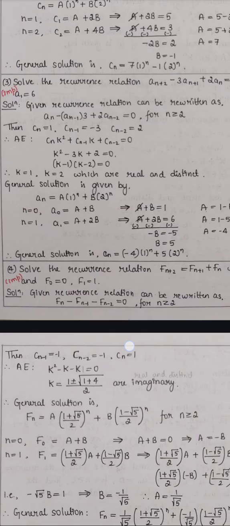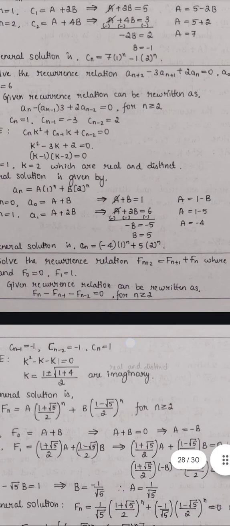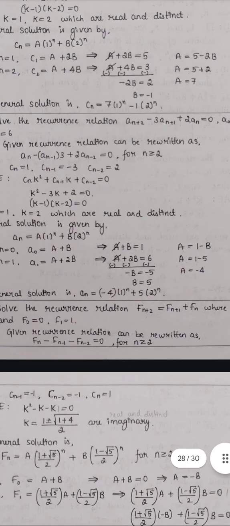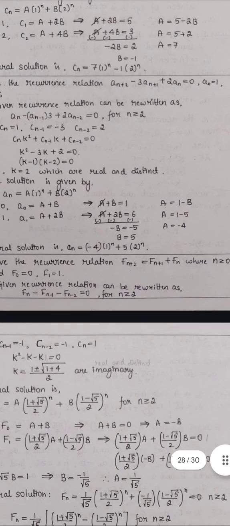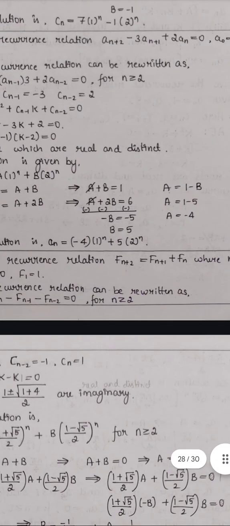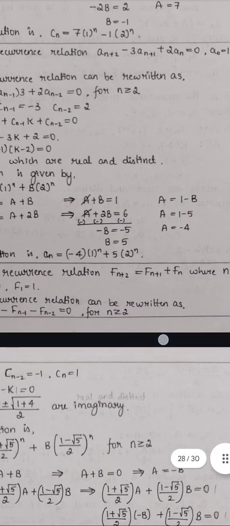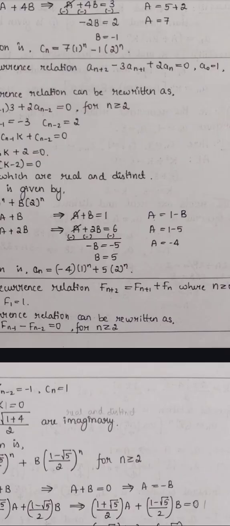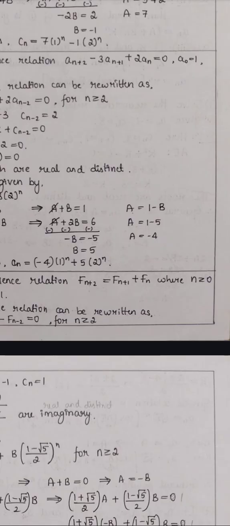When n equals 0, a0 equals a plus b. When n equals 1, a1 equals a plus 2b. A plus b is given as 1, a plus 2b is 6. So cancelling a by the elimination method, we get minus b equals minus 5. So b equals 5 and a equals 1 minus b, 1 minus 5, that is minus 4.